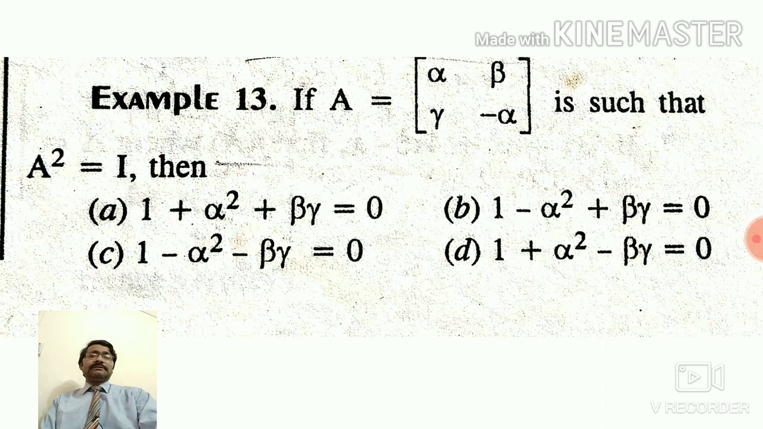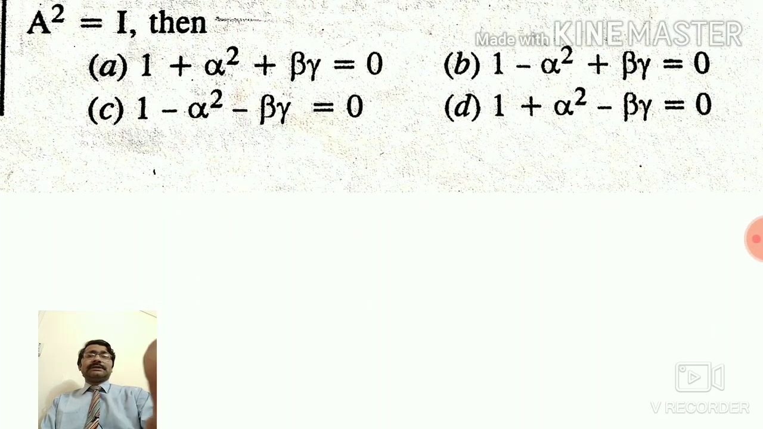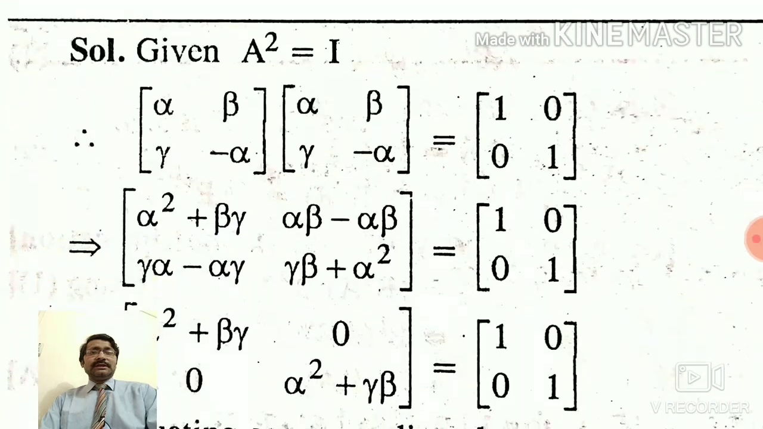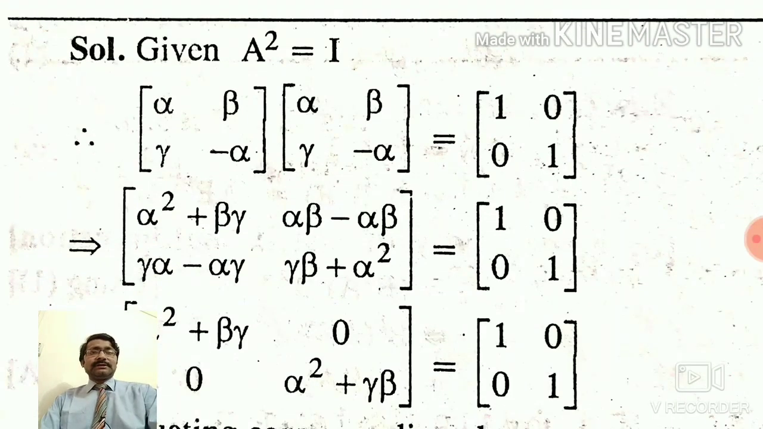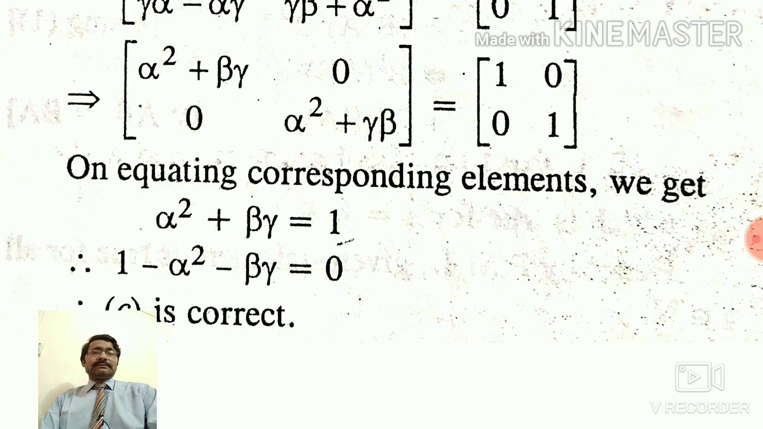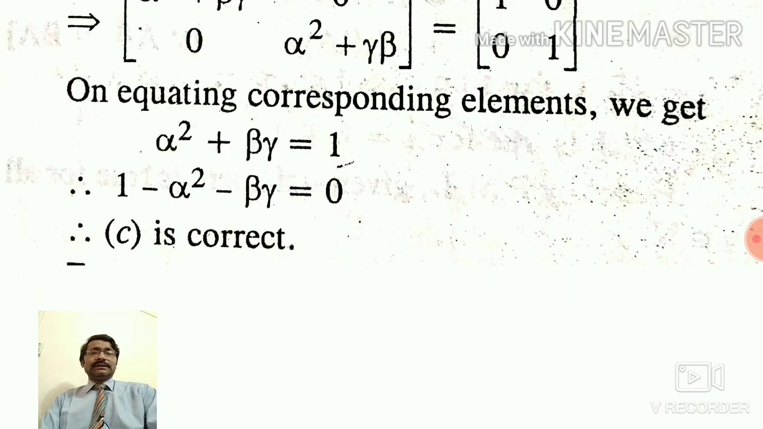Question number 13, you have to do the same way. A is given to you as alpha, beta, gamma and alpha. You have to find, such that A square equals I, which one of these options you will get as the answer. This is a multiple choice question. Here A square is I, you find A square. You solve this A square, compare, you get alpha square plus beta gamma equals 1. So this C answer is correct.